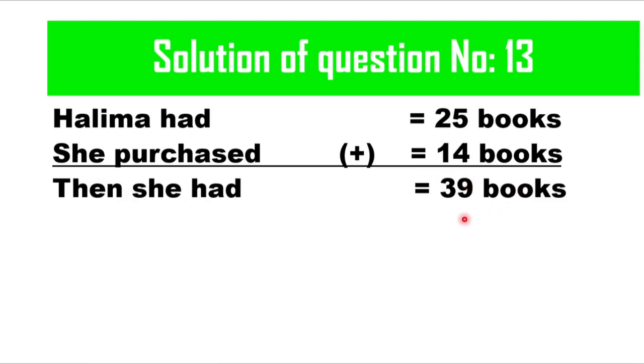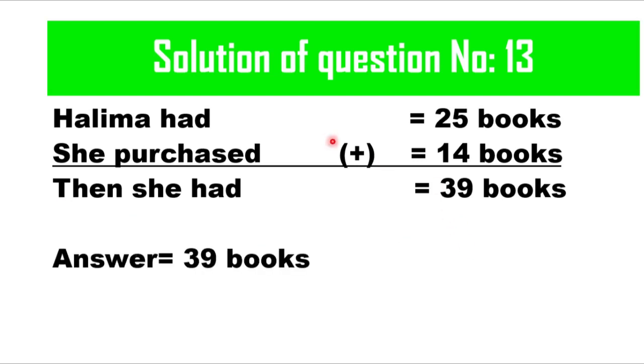Dear students, can you guess why I wrote 39 here? Just imagine and think that on our right hand side we can see that 5 plus 4 is equal 9, and then on our left hand side 2 plus 1 is equal 3. So that is why the answer of this question will be 39 books. And remember, you should write an answer in this math. So the answer of this question will be 39 books.